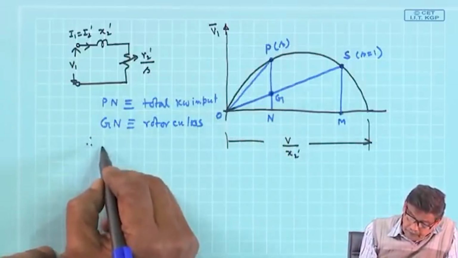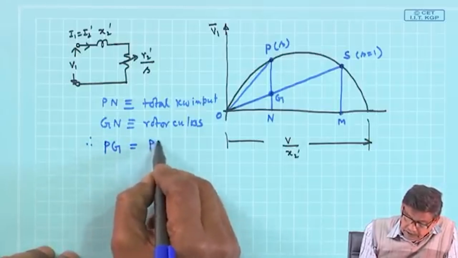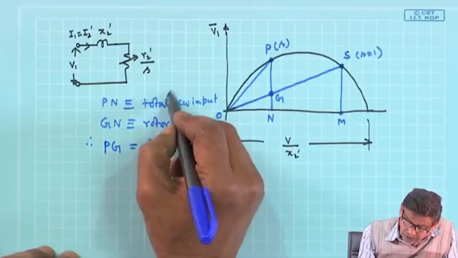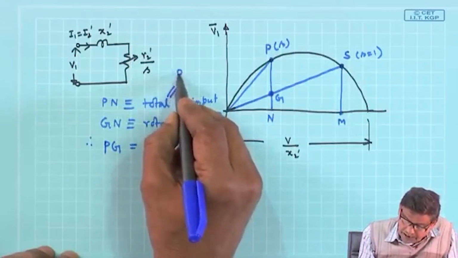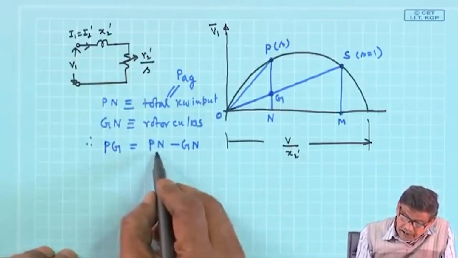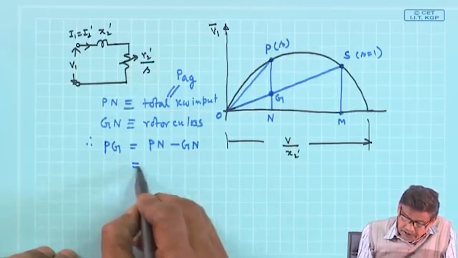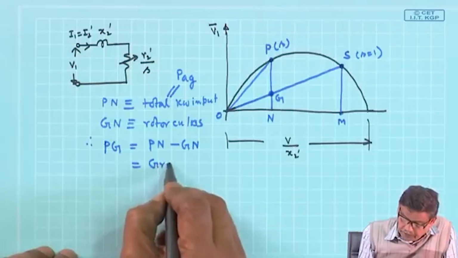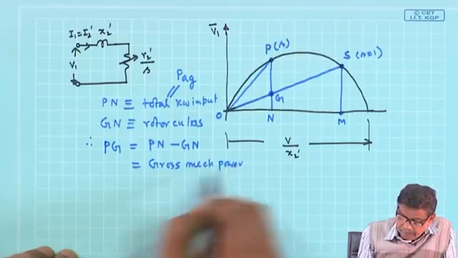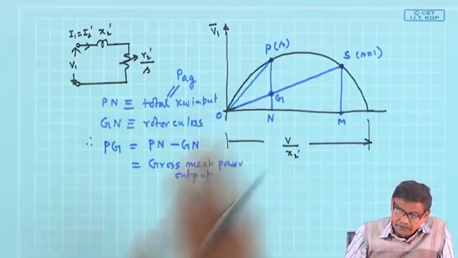Therefore, Pg, which is nothing but Pn minus Gn, the total kilowatt input minus the rotor copper loss, also happens to be the air gap power P AG, because there is no stator copper loss; this is the power which has gone. So, Pn minus Gn is Pg, which must be giving you the gross mechanical power output. That was the last thing I told, and we have shown that.